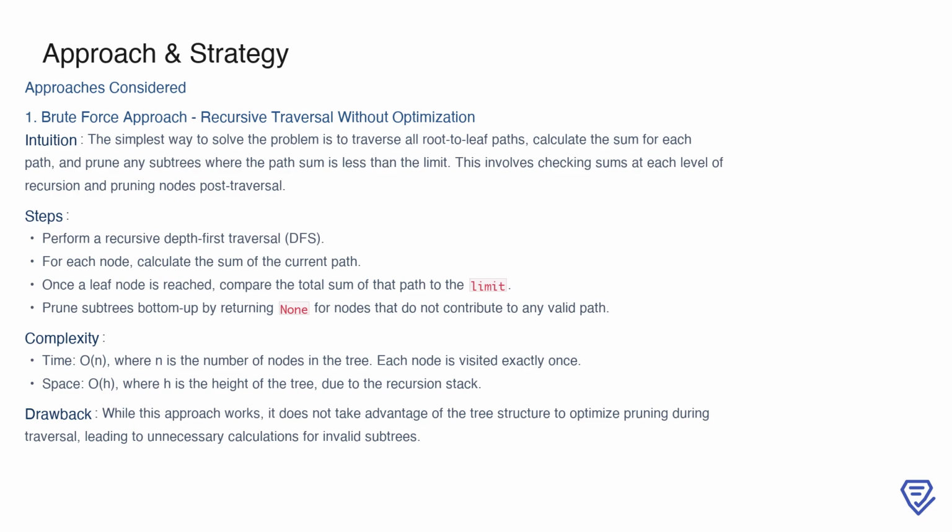For each node, we calculate the sum of the current path, and when we reach a leaf node, we compare the total path sum to the limit. Nodes that do not contribute to any valid path are pruned bottom-up by returning None during the recursion. This approach has a time complexity of O(n), since we visit each node exactly once, and a space complexity of O(h), where h is the tree height, due to the recursion stack. However, the drawback is that it doesn't optimize pruning during traversal, which means we might perform unnecessary calculations on subtrees that ultimately turn out to be invalid.